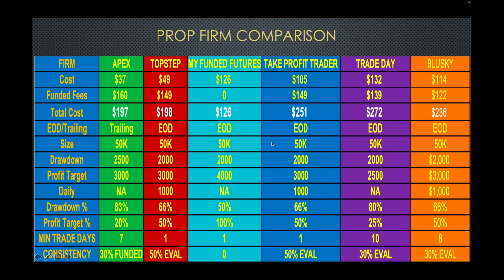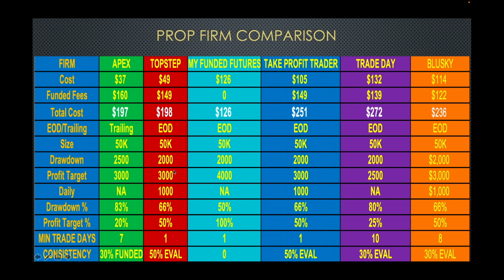Apex is the only one up here that has a trailing drawdown. I take that back. Take Profit Trader, once you get to the funded stage, it's a trailing drawdown. But Apex is the only one with a trailing drawdown. Now, Apex and Trade Day is probably your best pound for pound, percentage-wise. So the drawdown in Apex is 83% of the profit target you need to hit. 83% of that is what you have to play with.